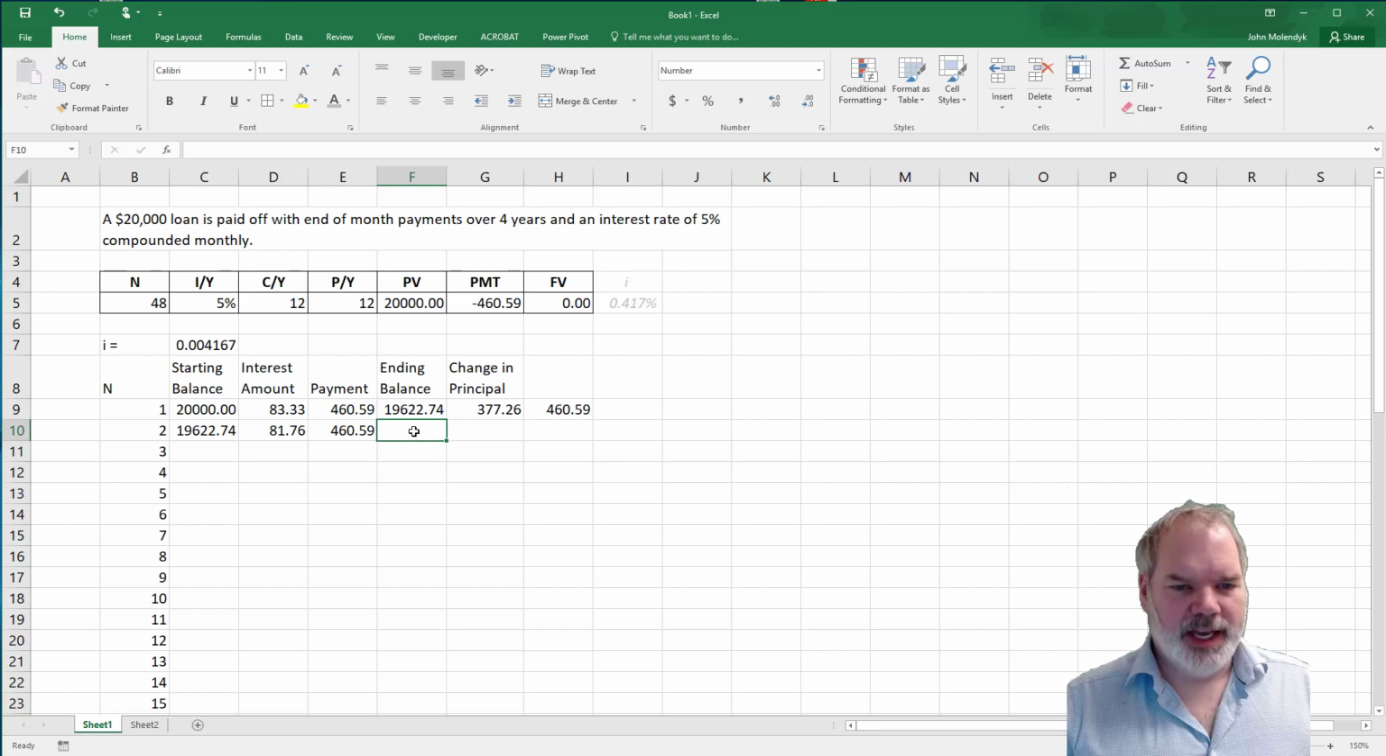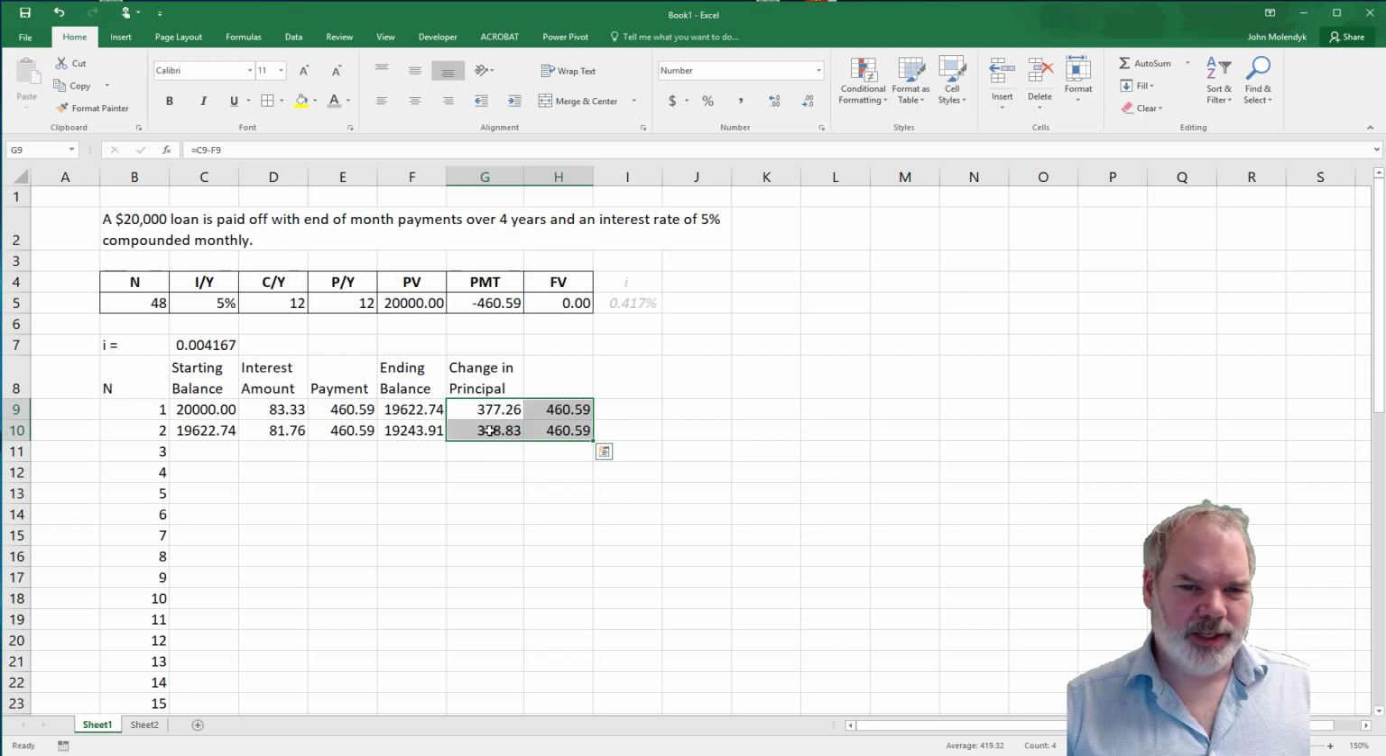And my ending balance, well, remember the formula: it's how much we owe at the beginning plus interest minus the payment. So we do that here again. I can just take this and drag it down, and I can see I owe $19,243.91 afterwards.